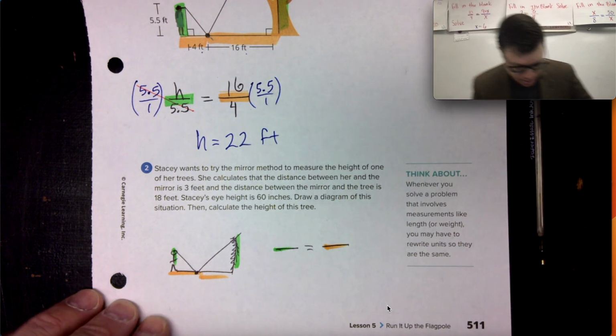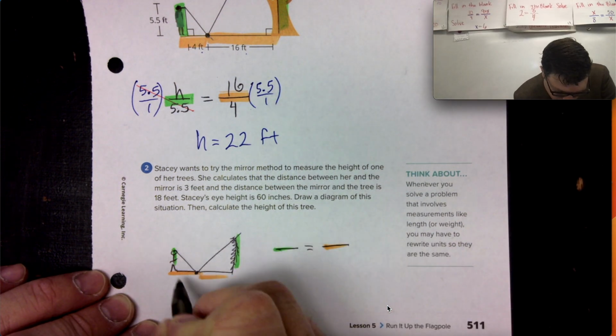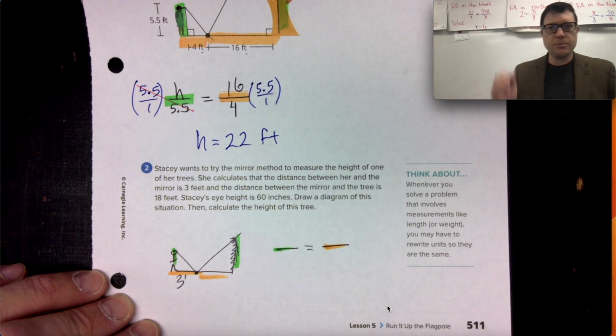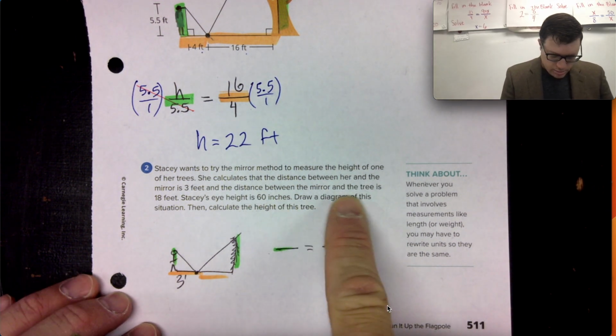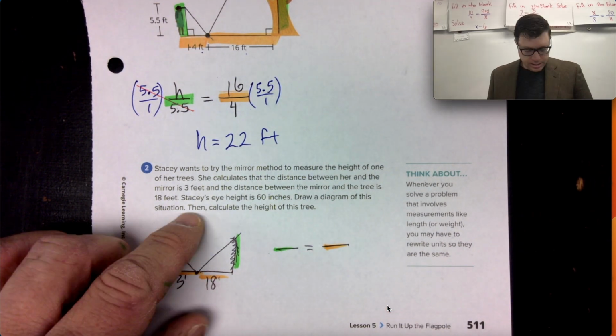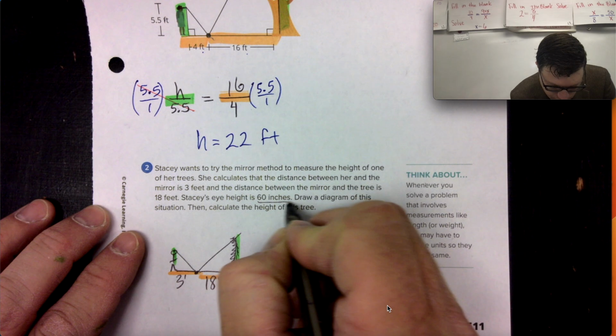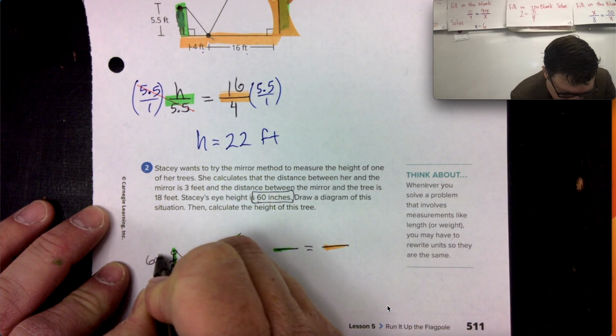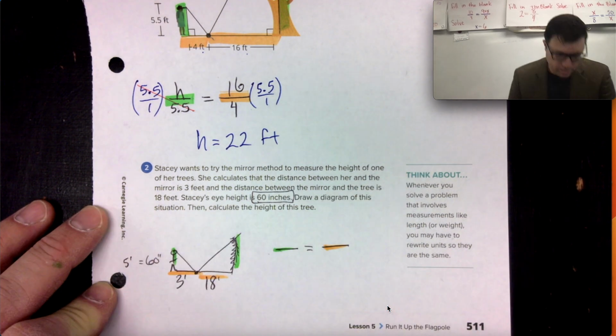I'm making fractions. Okay, so she is 3 feet to the mirror. I'm using the feet. The distance of the mirror and the tree is 18 feet. Ooh, it's times 6. Stacy's eye height is 60 inches. I'm going to put 60 inches here, but I'm going to recognize that's 5 feet.